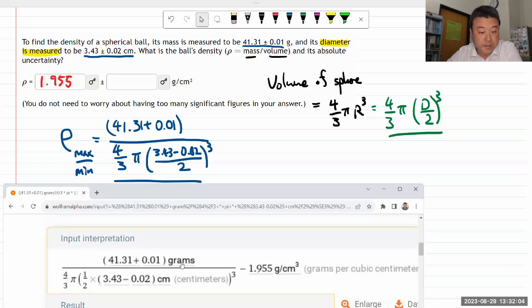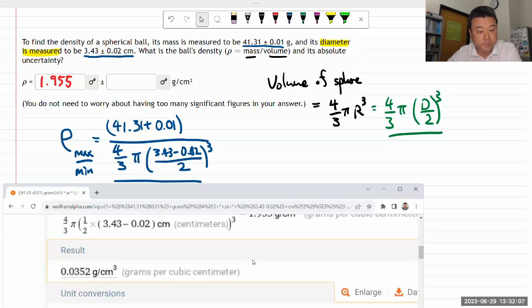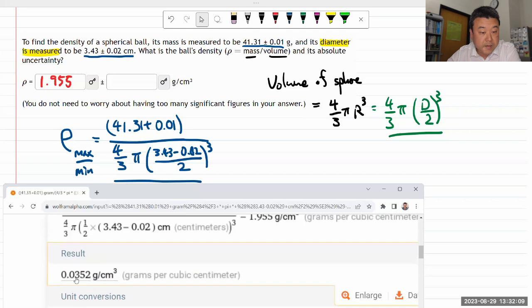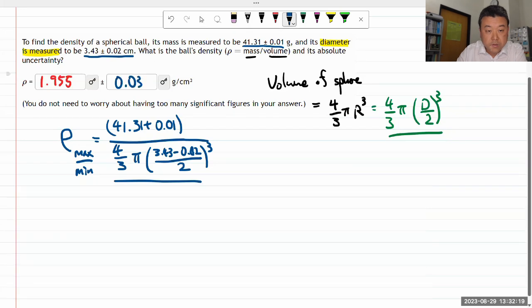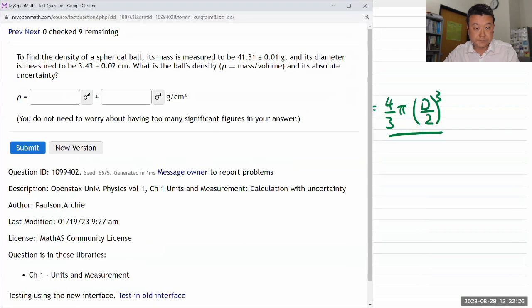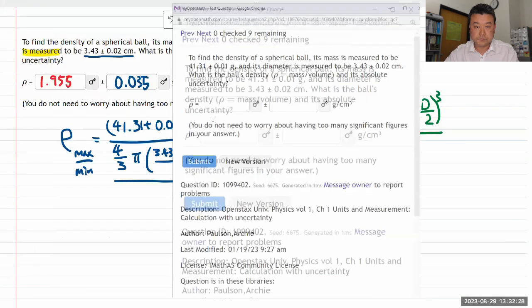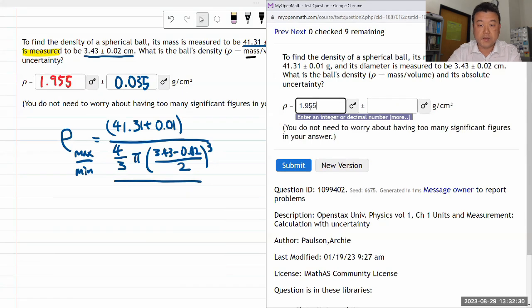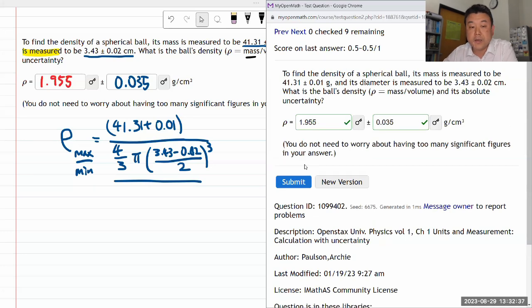So when it does the calculation, make sure it interpreted your input correctly. Then the answer here is 0.035 gram per cubic centimeter. Let's plug that in and see if it says that's correct. So 1.955 as the best estimate and 0.035 as the uncertainty on that. So yeah, it says that's correct, and that's good enough for most things we do.